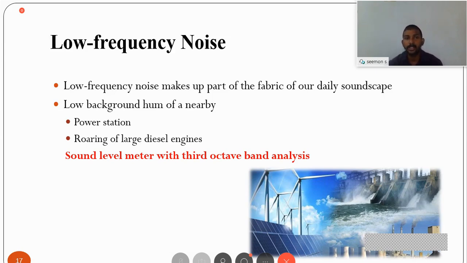So roaring sounds come to us continuously. That is low frequency noise, and that can be measured with a sound level meter with octave band analysis. Octave band analysis is nothing but that the noise is recorded with a sound level meter, and after that it is separated or broken into different parts, and the frequencies are analyzed, and at what frequency it is produced. That we can find out, and that is the type that comes under low frequency noise.